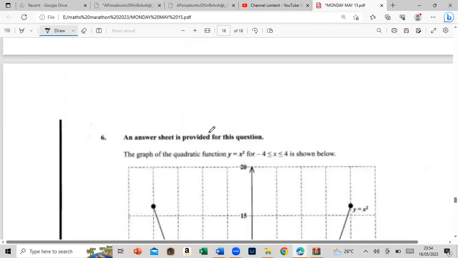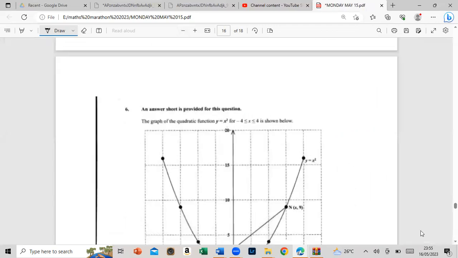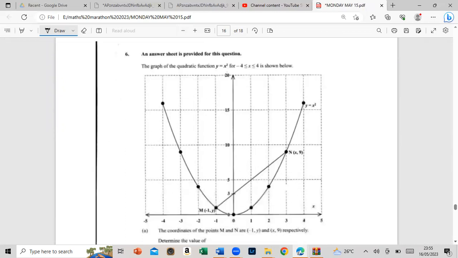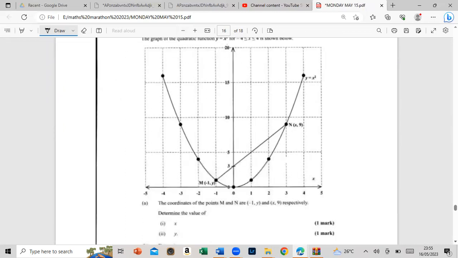All right, so it says the graph of the quadratic x squared is shown below. The coordinates of the points M and N are negative 1, y and x, y respectively. Determine the value of x and y. The equation is y equals x squared. So basically, they give us x is equal to negative 1. So y is equal to x squared. That is the formula given, right?